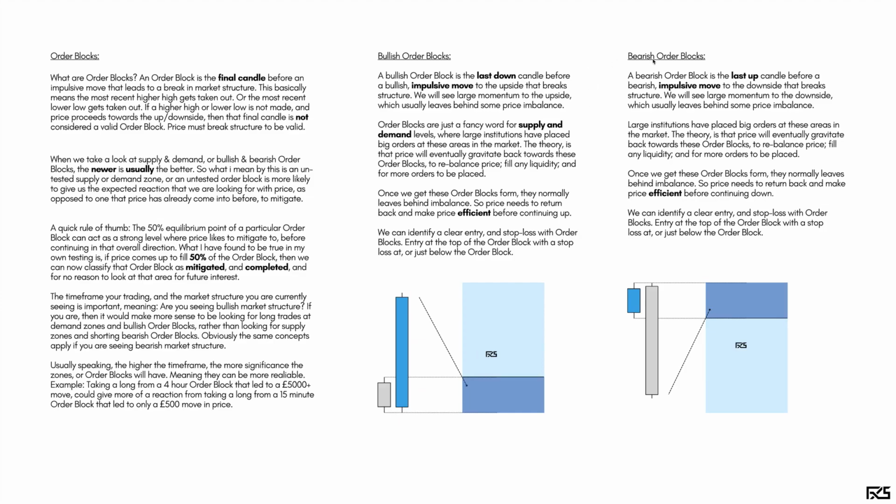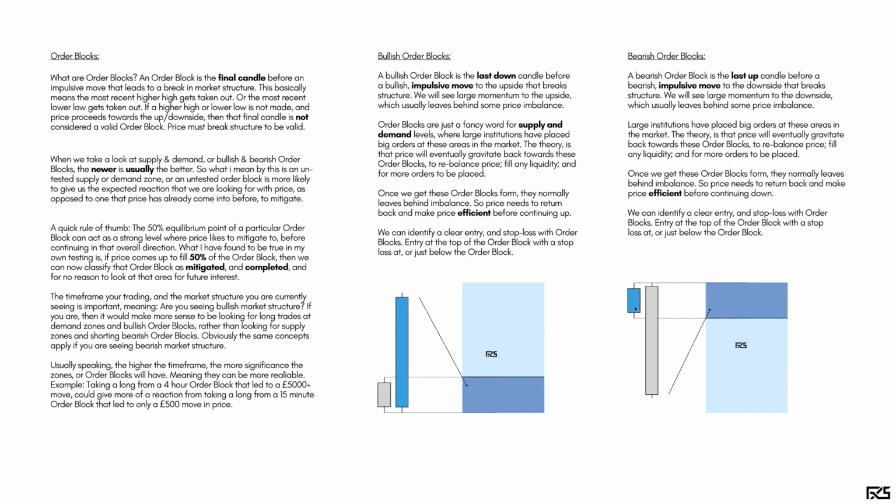Now, a bearish order block is obviously in reverse, so it is the last up candle before a bearish impulsive move to the downside that again breaks structure. We will see large momentum to the downside, which usually leaves behind some price imbalance. And again, as we covered here, large institutions have placed big orders in the markets at these areas. The theory is that price will eventually gravitate back towards these order blocks to rebalance price, fill any liquidity, and for more orders to be placed.